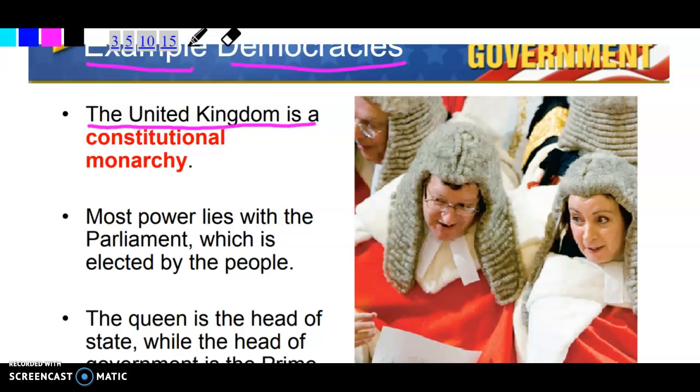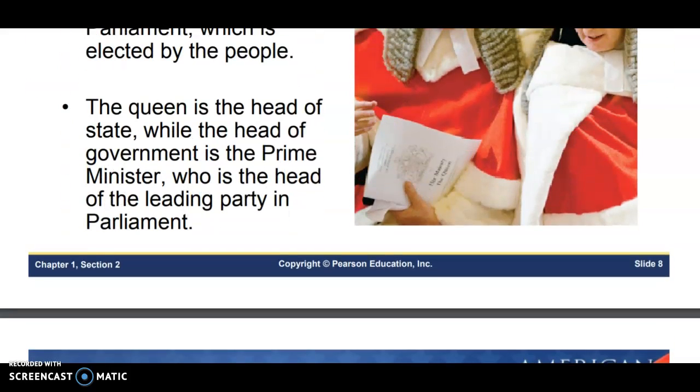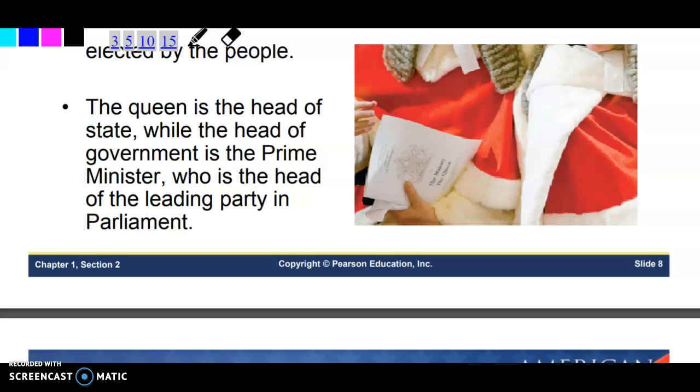So the United Kingdom is a constitutional monarchy. Most power lies with the Parliament, which is elected by the people. So their election process, they elect people to their Parliament, whereas in the United States, we elect people to Congress. So there are some slight differences between our kind of democracy and the United Kingdom's kind of democracy.